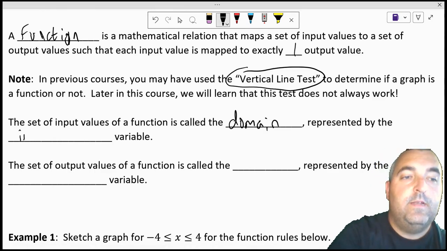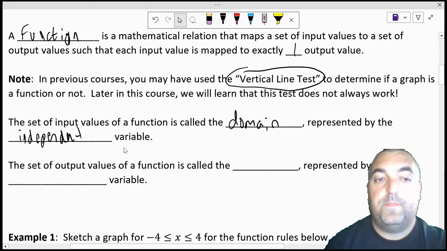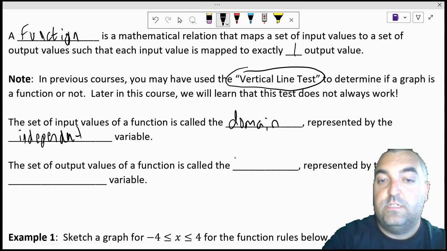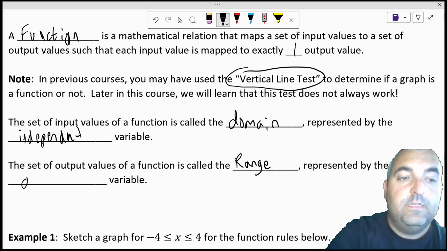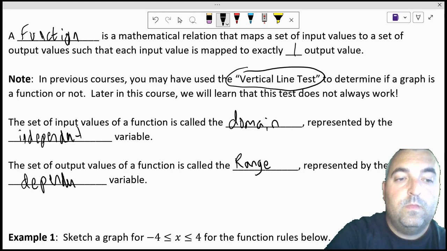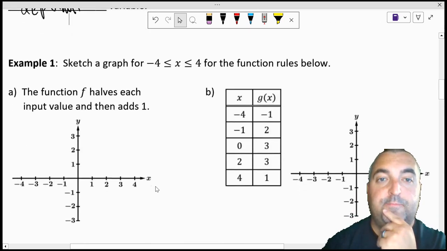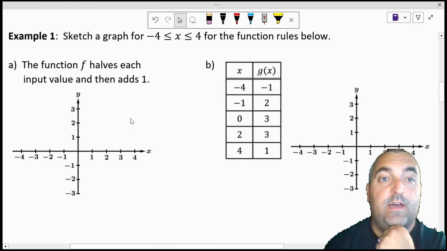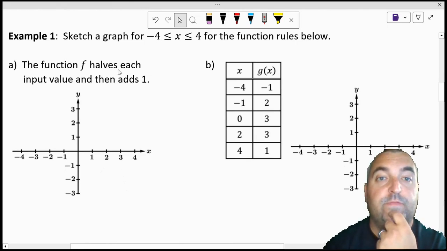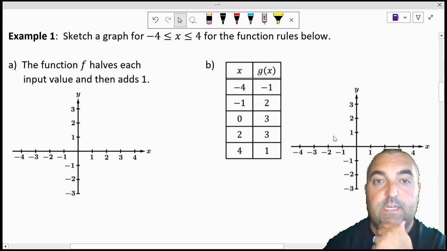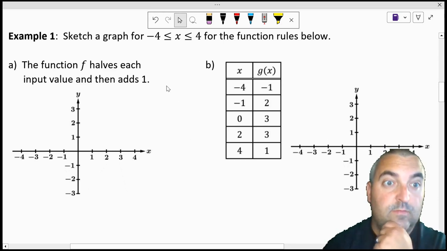All right, so the set of input values of a function is called the domain, represented by the independent variable. And then the set of output values of a function is called the range, and that's represented by the dependent variable. Okay. Just to look at a couple examples here, we're going to sketch a graph for both of these from -4 to 4. We have our coordinate grids right here, coordinate planes.